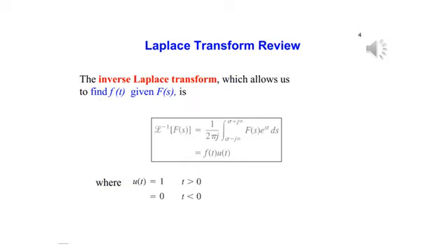u of t. U of t is only showing that the system is causal, and we stated it earlier that all systems that we are going to deal with are only causal systems.